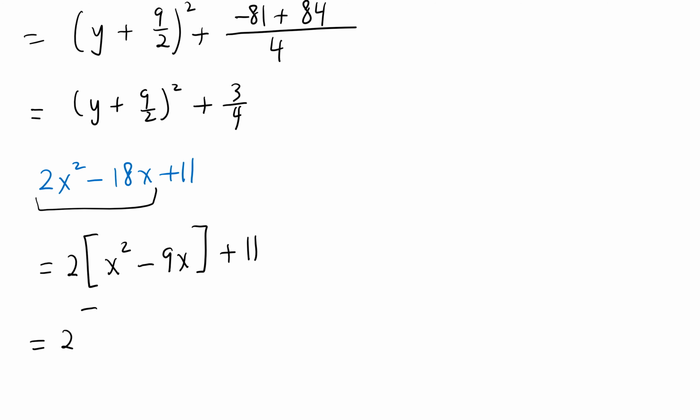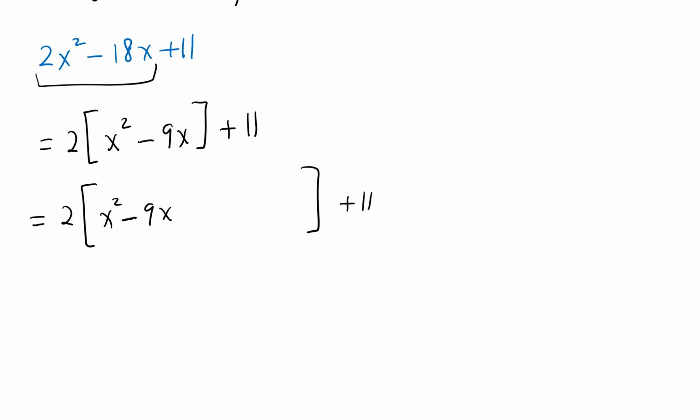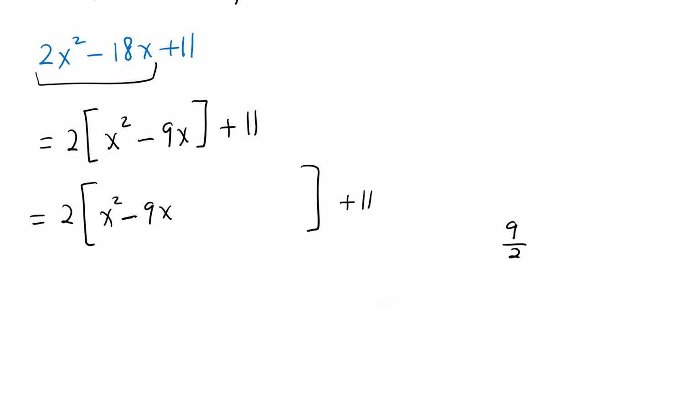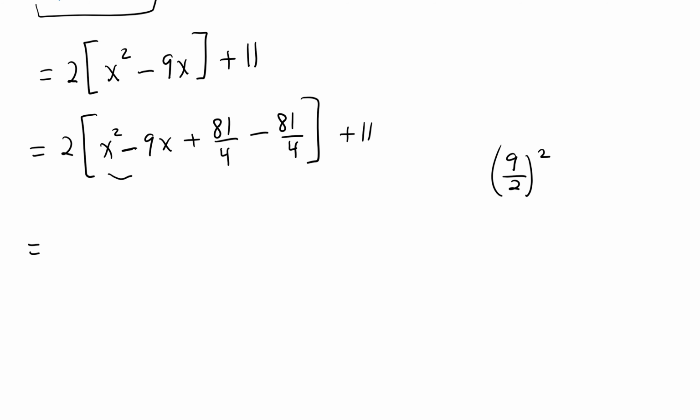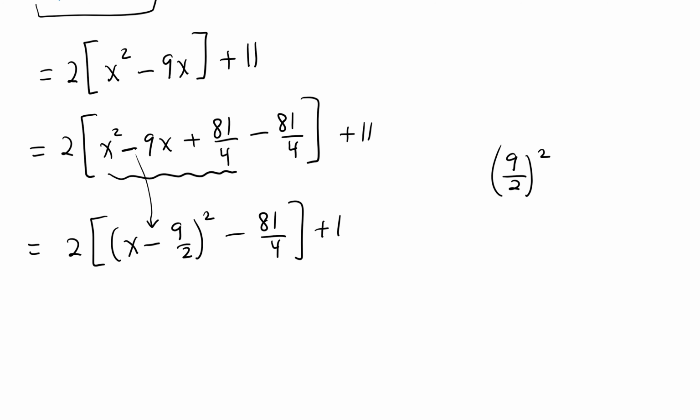Now I'm going to work inside the bracket and let's see what we have. X squared minus 9x. We did this earlier: if you take 9 or negative 9, it doesn't matter, because you're going to square it. Then you square it, you get 81 over 4. So you're going to put plus 81 over 4 and minus 81 over 4. Then we're going to complete the square on this. So how do you complete the square? X minus 9 over 2 squared, minus 81 over 4, plus 11.